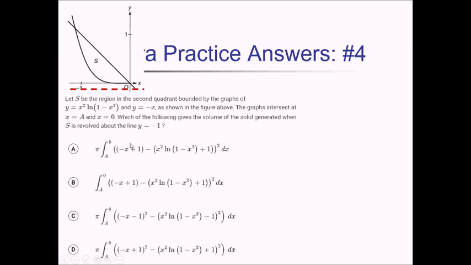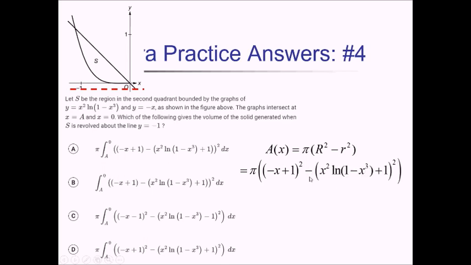I also need to figure out if I'm using disks or washers, because we're doing a volume of revolution, a solid of revolution here. Since I have this gap between the bounded region and the axis of revolution, that means I need washers. So A of x equals pi times big R squared minus little r squared. Big R is just the distance from this axis of revolution to the further away function. Since this one up here is negative x, big R is going to be negative x minus -1, or +1. So we'll be squaring that and putting that inside big parentheses with a pi outside. Little r is the closer function minus the axis of revolution. So that's this crazy x squared ln function, +1. All of that being squared and subtracted.